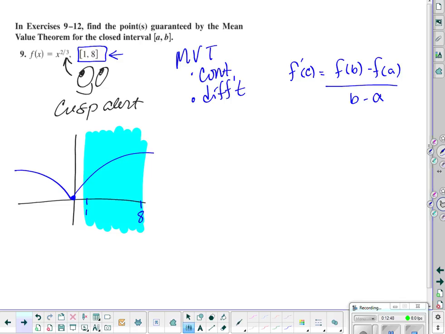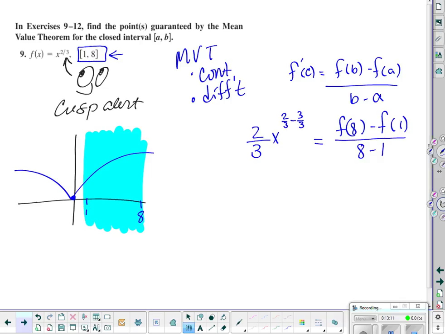To do this problem, I need to take the derivative, and the derivative will be 2/3 x to the 2/3 minus 1, or -1/3. That will be equal to f of b minus f of a over b minus a. f of b is 8, f of a takes on the value of 1, and then 8 minus 1.